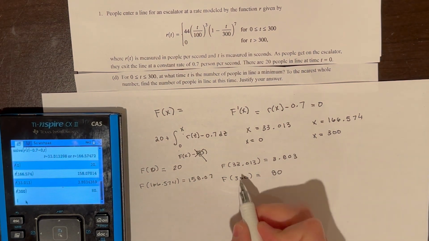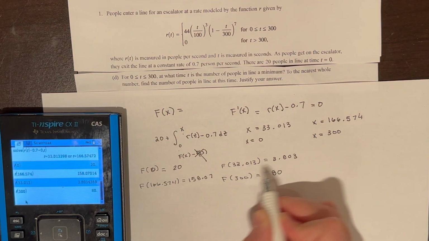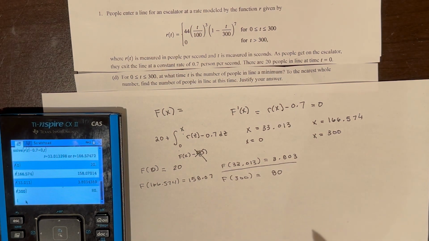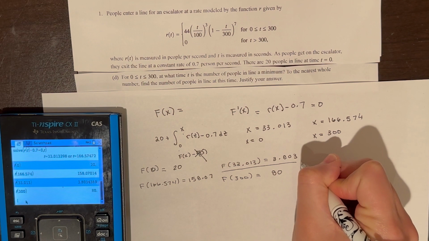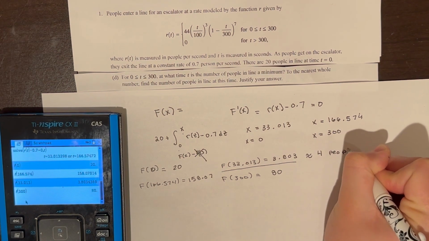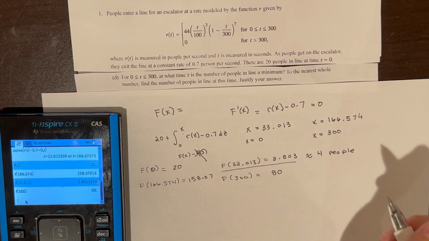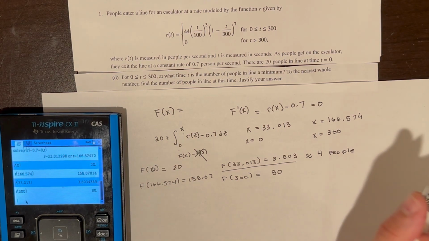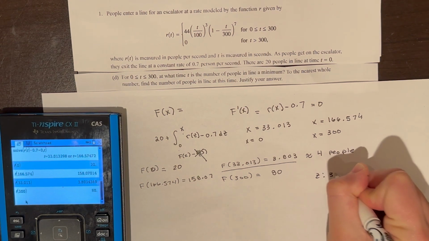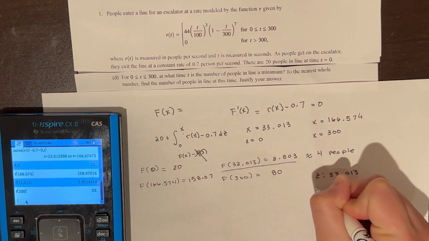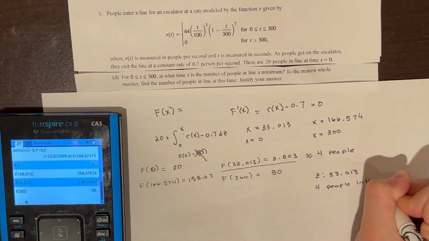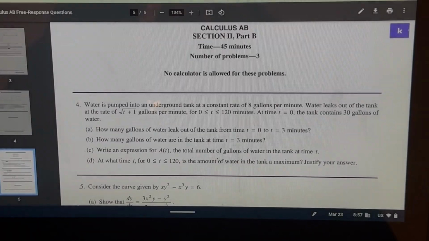As you can see, the least numerical value is f of 33.013, which is 3.803, or about 4 people. So our absolute minimum, or the time at which there's the least people in line between 0 to 300, is time 33.013, and we have 4 people in line.